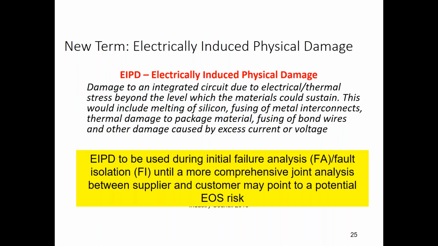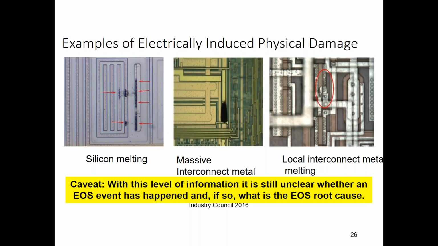So here's the definition. It's damage to an IC due to electrical thermal stress beyond the level which the materials could sustain. This would include melting of silicon, fusing of metal interconnects, thermal damage of package material, fusing of bond wires, and so on. So at this point in the discussion, again, just repeating myself a little bit, but this is an important point, is that we don't yet have information that can tell us if we have an electrical overstress. Next slide, please.